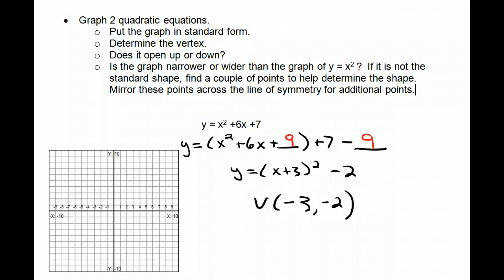Okay, let's graph this. Now I can see that my vertex is at negative 3, negative 2, so that's where I put my first point. It is the standard shape and it opens up, so I can go over 1, up 1, put in my next point. I can come back to my vertex, and I can go over 2, up 4 for my next point. If I wanted to, I could come back to my vertex and go over 3, up 9, which would be right here.